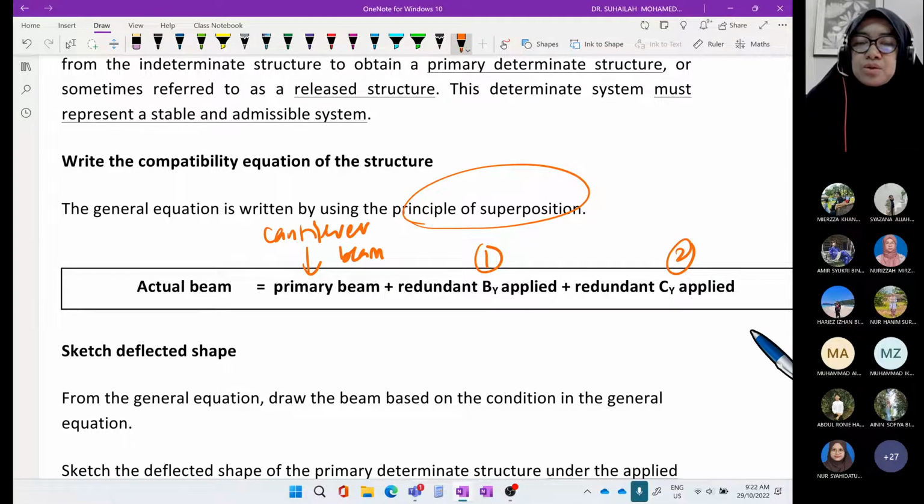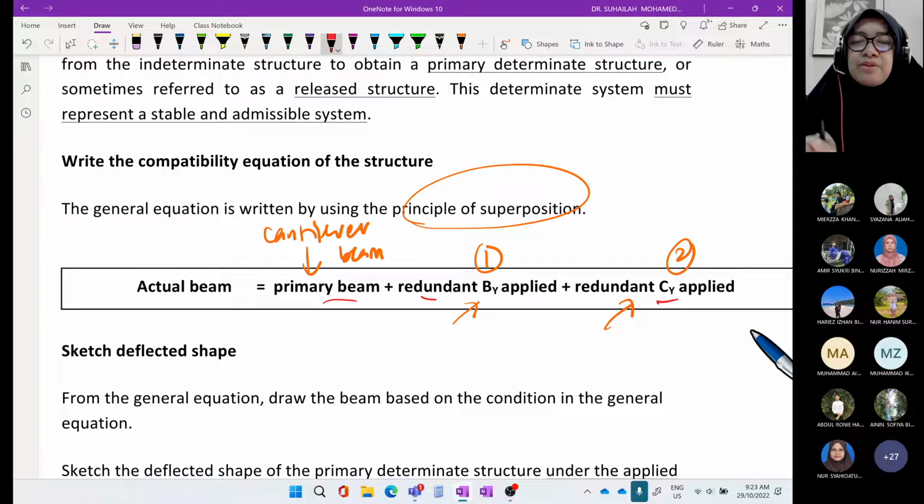Okay, and so all will be cantilever beam. BY also cantilever beam. Redundant CY applied also cantilever beam. All these three must have the same type of beam: primary beam, redundant BY applied, and redundant CY applied.